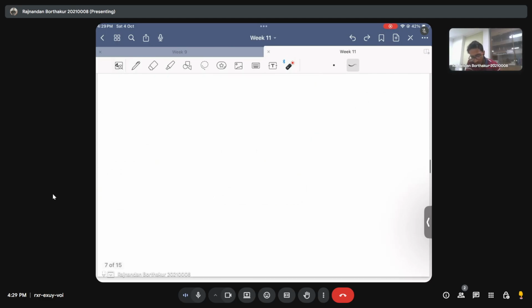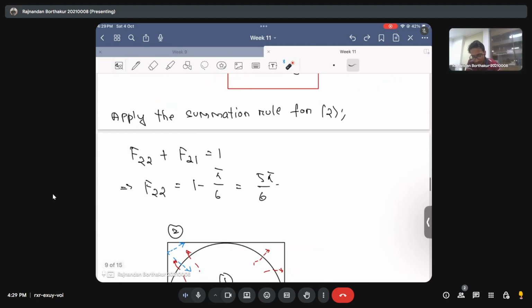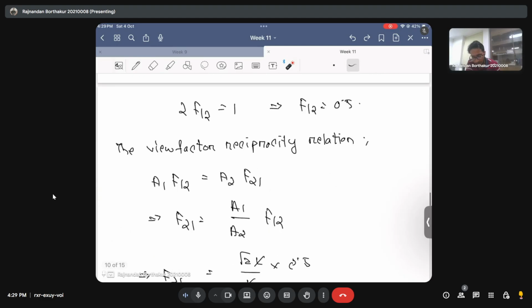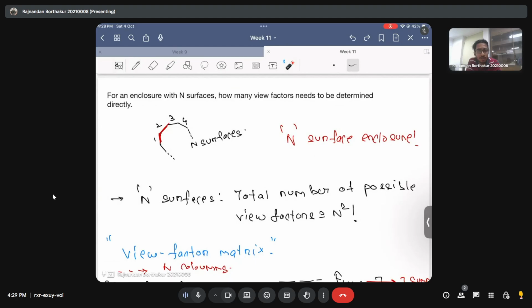And then we looked into the other aspect of solving view factor problems, where we use the reciprocity relation and the summation rule. And then we generalized the fact that if I have an enclosure of n surfaces, how many possible view factors can arise, how many view factors can come from the relations, for instance, the reciprocity relation and the summation rule, and how many view factors are needed to be known directly.